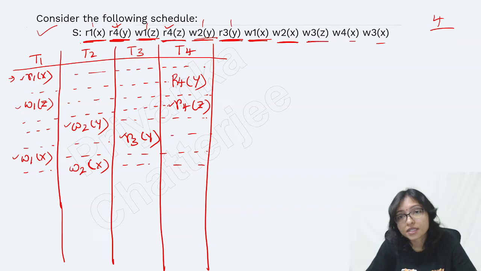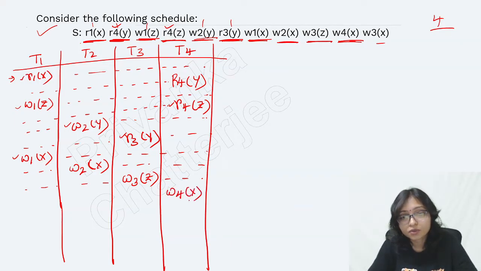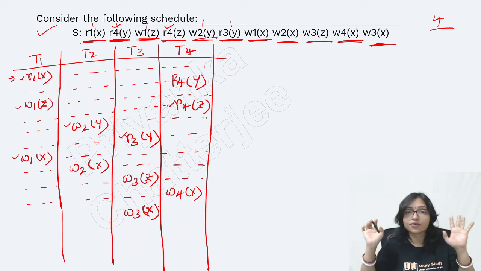Then the next one is W3z. Now the next one is W4x. Finally W3x. This is the way you have to write it.